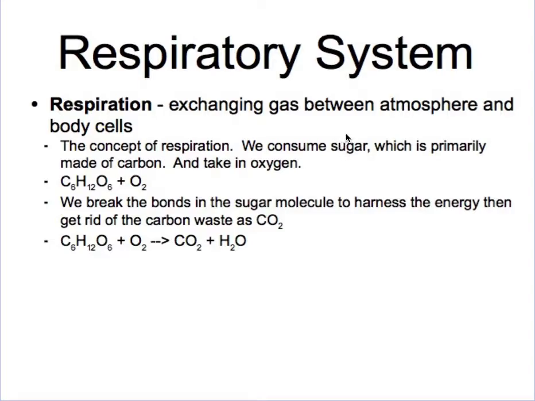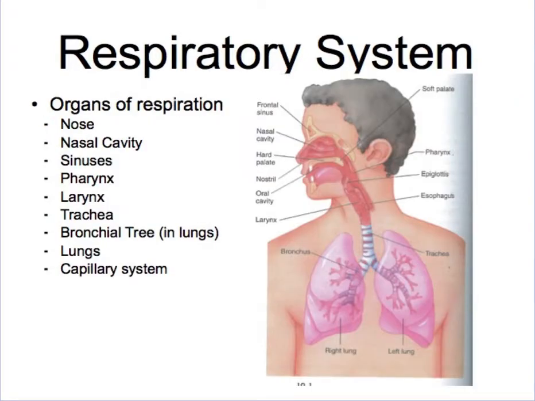Okay, so respiration, again, exchanging gas between the atmosphere and the body cells. And so the basics of this is that we use the oxygen in the air and we consume sugars. And we break our foods down into sugars. And so then our sugars can combine with oxygen to produce carbon dioxide and water. This is the essence of cellular respiration. A sugar plus oxygen produces carbon dioxide and water. And that is why we do respiration at all and why we have a respiratory system, is to perform that function.